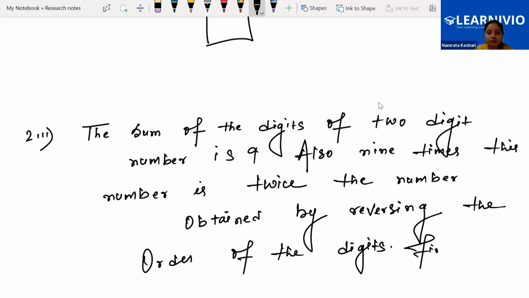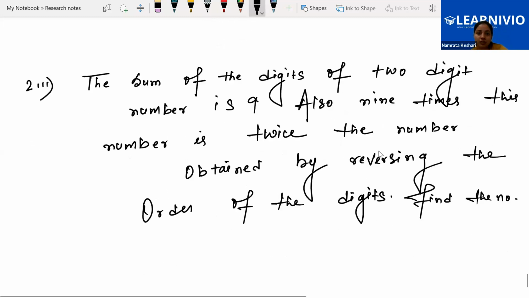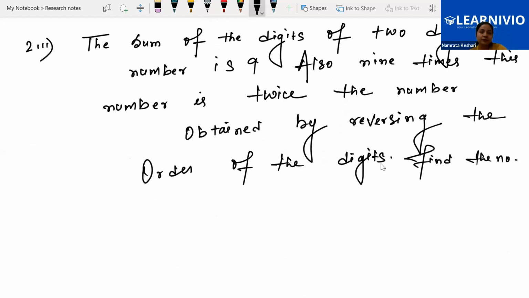Find the number. See what the question says. The sum of digits of a two digit number is 9. We are having a two digit number. To do this question, first we need to understand one scenario.